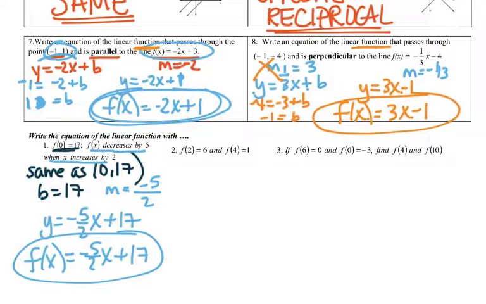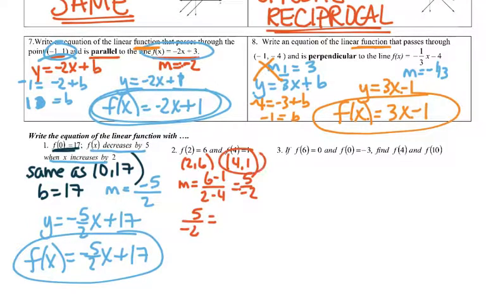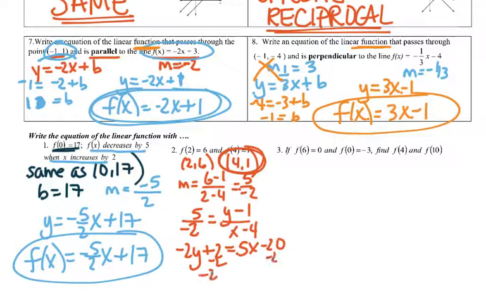Number 2 is just giving you two ordered pairs, 2, 6, 4, 1. It's basically the same question we did earlier where you find the slope, y minus y, x minus x. Then, and I'm going to go back to my point slope form. So 5 over negative 2 equals, I'll choose this point, y minus 1 over x minus 4. If I cross multiply, negative 2y plus 2 equals 5x minus 20. Subtract 2 from both sides, negative 2y equals 5x minus 22. And if I divide everything by negative 2, I get 5/2 x plus 11.